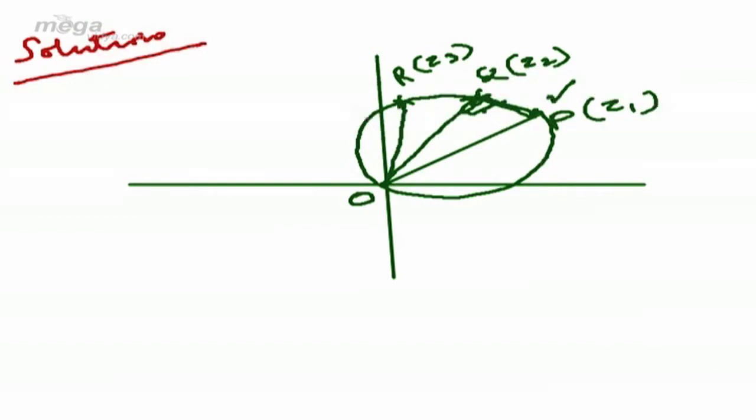Similarly, the angle ORP is 90 degrees. These two angles are 90 degrees. And the angle POQ is given as theta. Similarly, angle QOR is again given as theta.